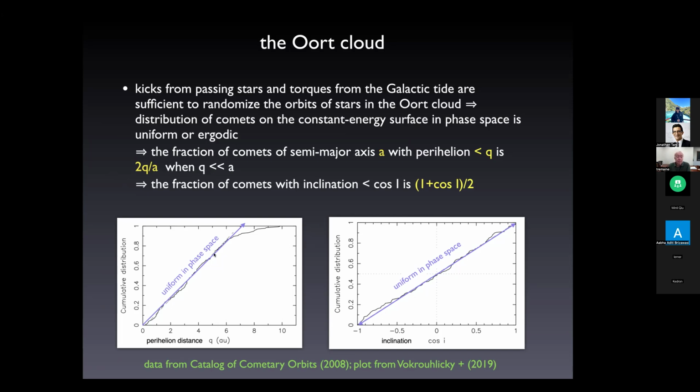That's actually what you observe: this is the cumulative distribution of the number of comets as a function of perihelion distance. You can see that it follows this linear relation with q up until about 5 or 6 astronomical units, at which point it starts to fall off because of the difficulty of discovering comets with large perihelion distance. This also predicts that the distribution of comets in the Oort cloud is isotropic. It says that the fraction of comets with cosine inclination less than some value should go like (1 plus cosine inclination) over 2. And that's, again, what you see accurately for the Oort cloud comets.